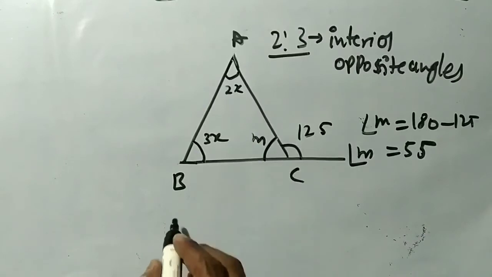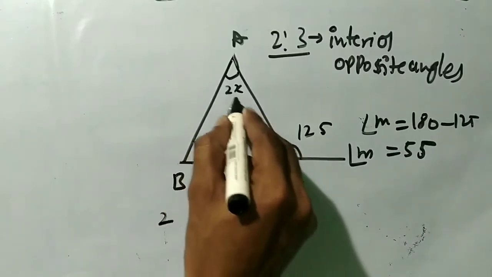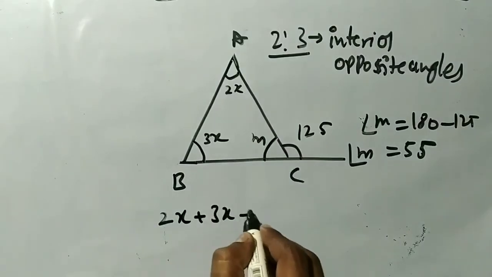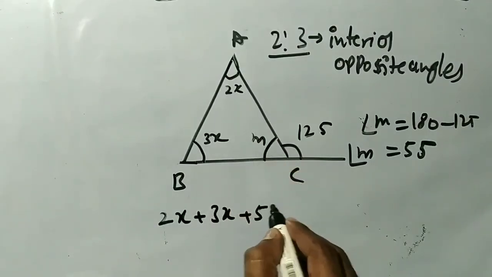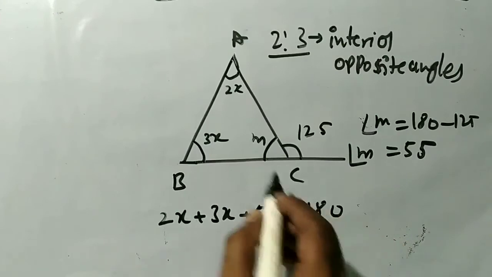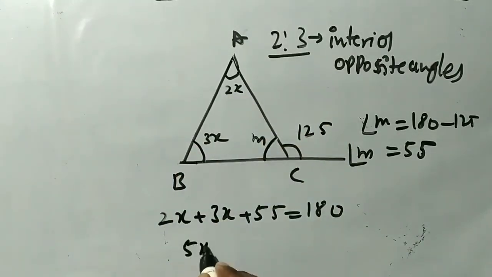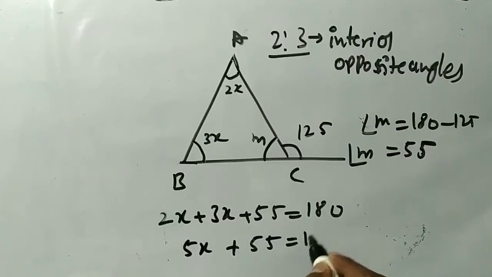So let us take the sum of interior angles equal to 180. We know 2x plus 3x plus 55 is equal to 180, the summation of the 3 interior angles. So 2x plus 3x is 5x, plus 55 is equal to 180. When 55 goes to this side, it subtracts, that is 5x is equal to 180 minus 55.